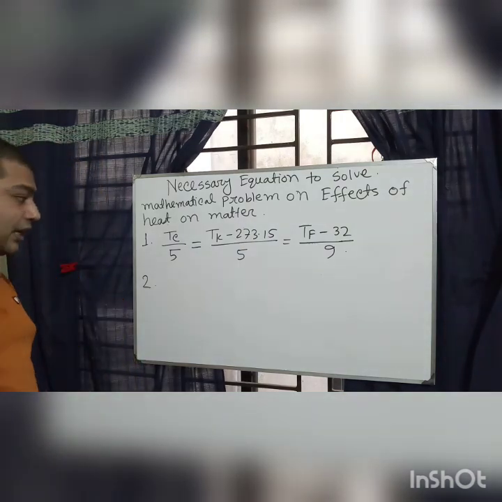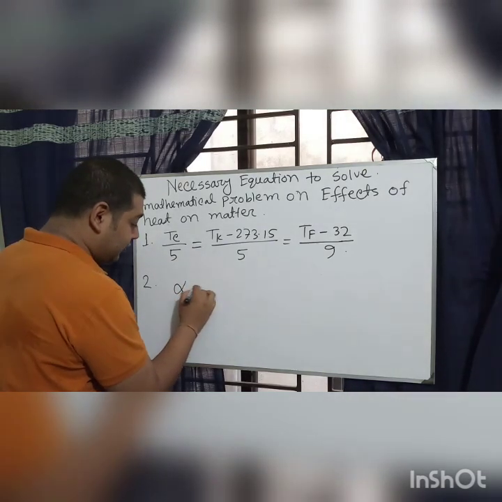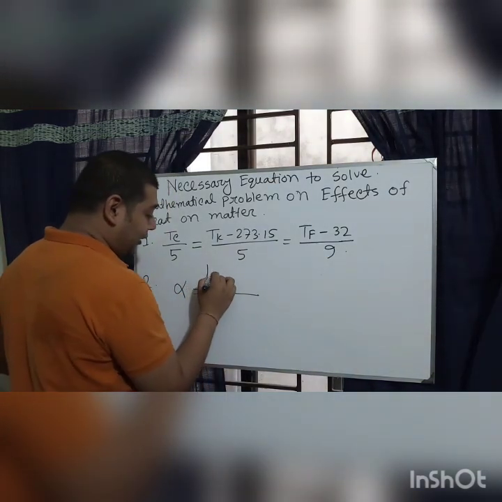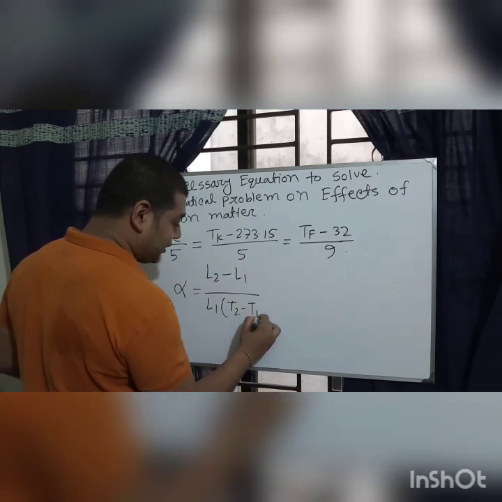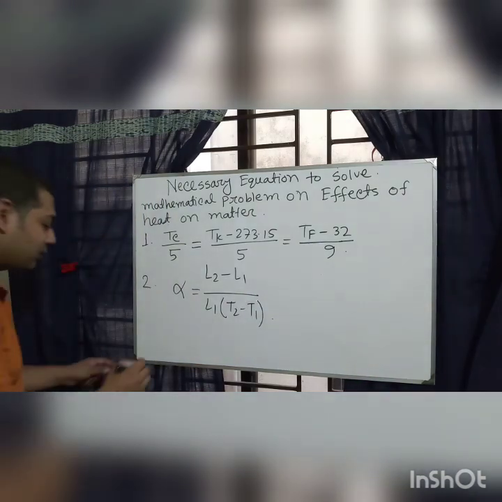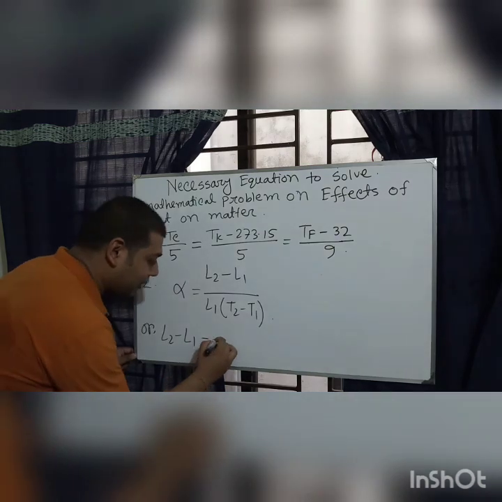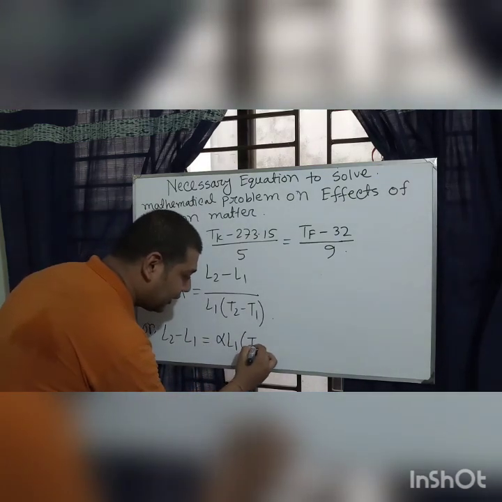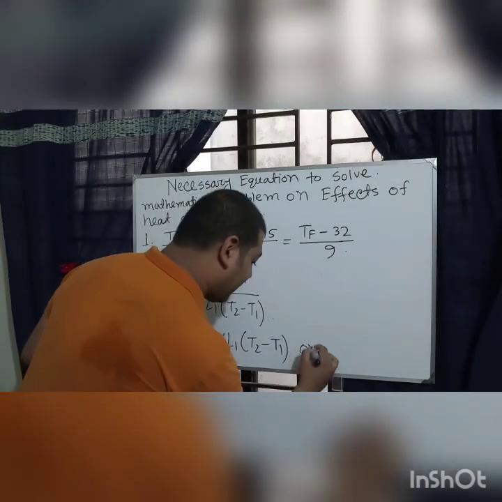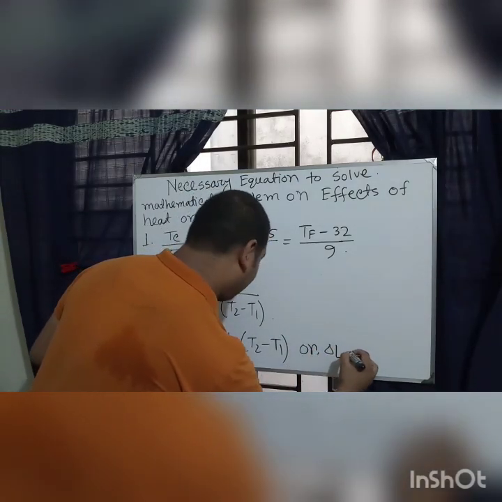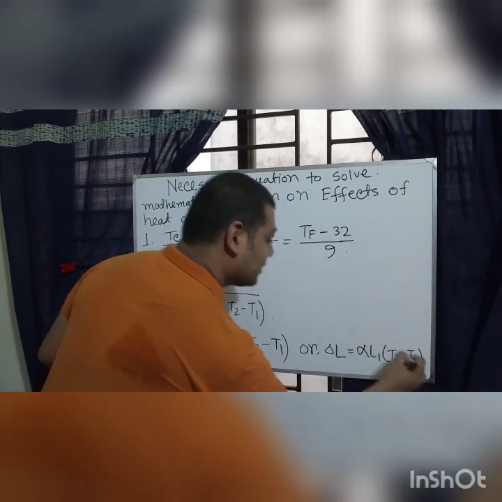The coefficient of linear expansion is alpha equal to (L2 minus L1) divided by L1 into (T2 minus T1). From this equation, we can also write that L2 minus L1 equals alpha L1 (T2 minus T1). Again, we can write that del L equals alpha L1 (T2 minus T1).